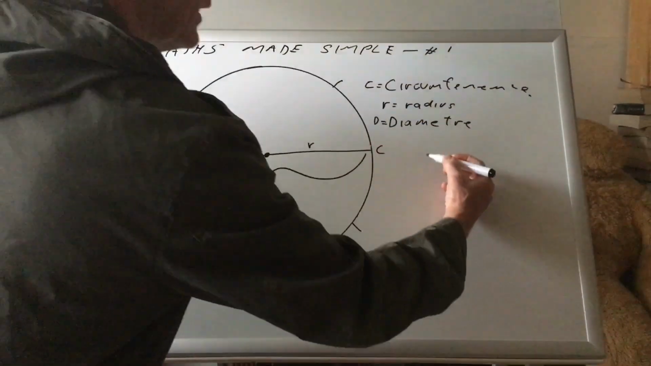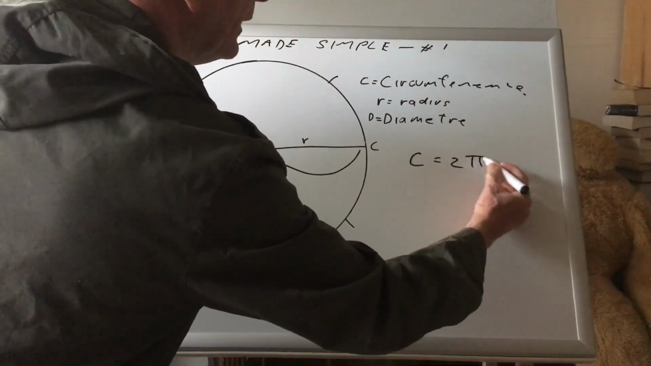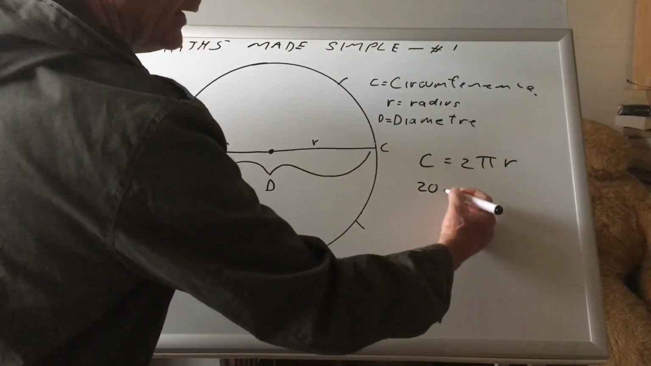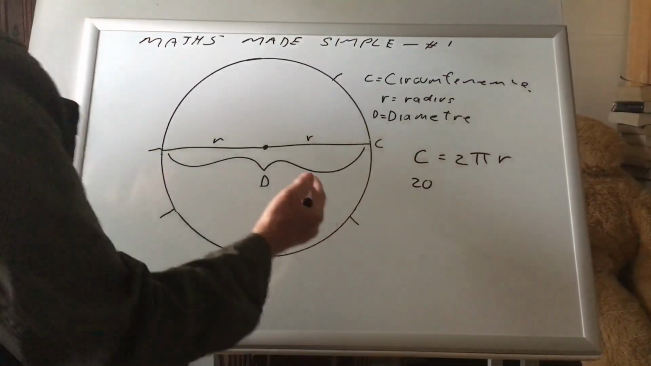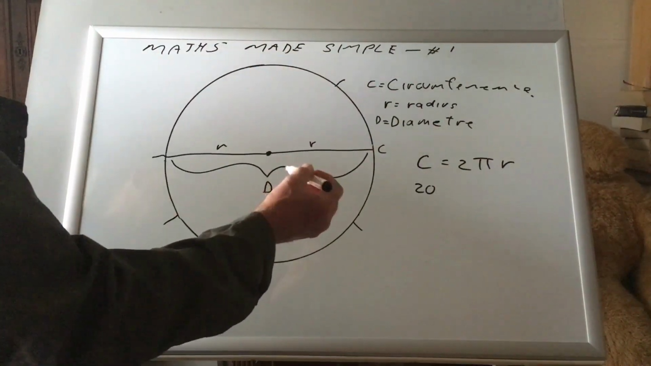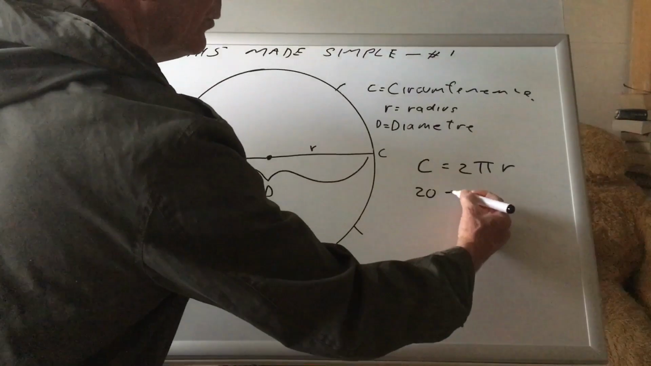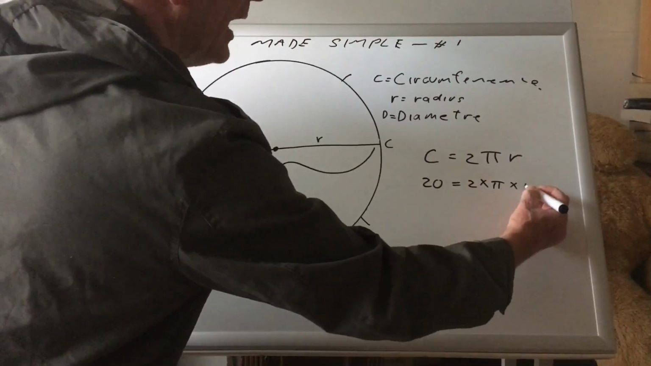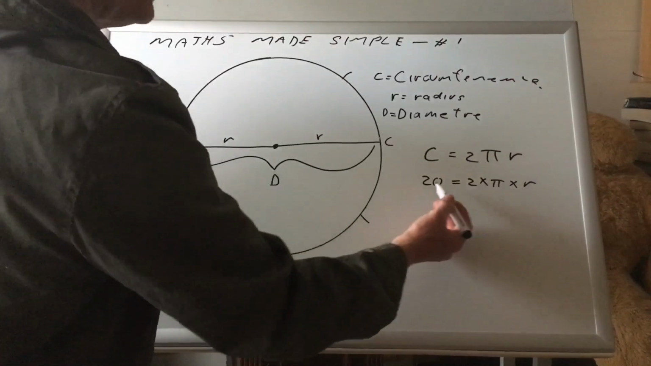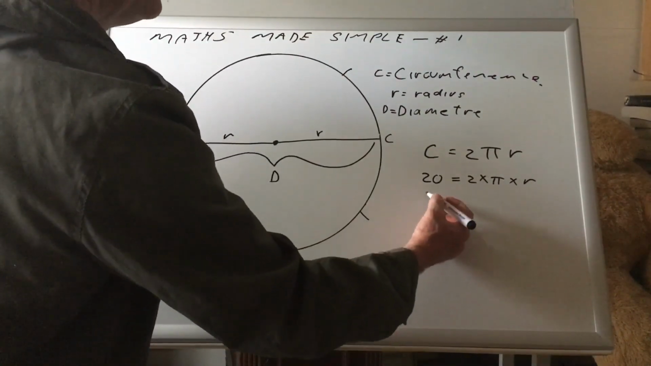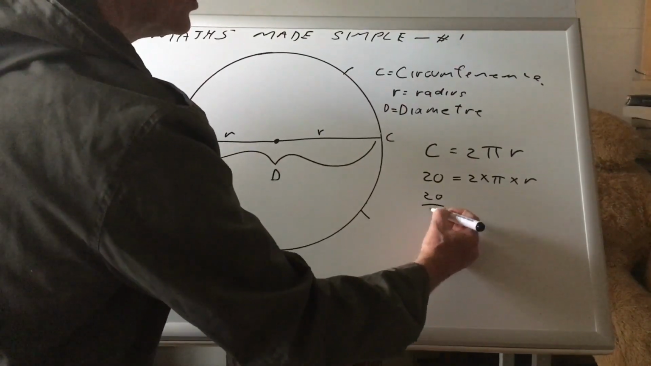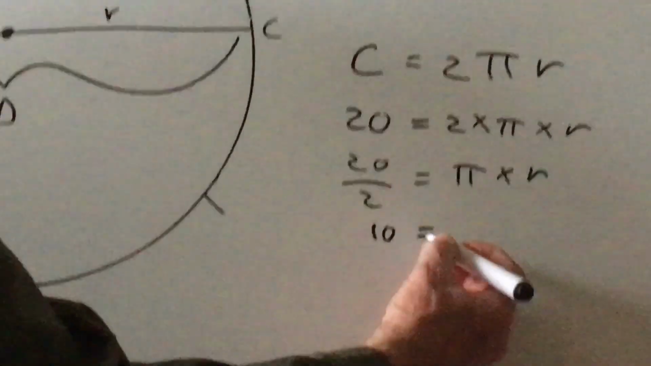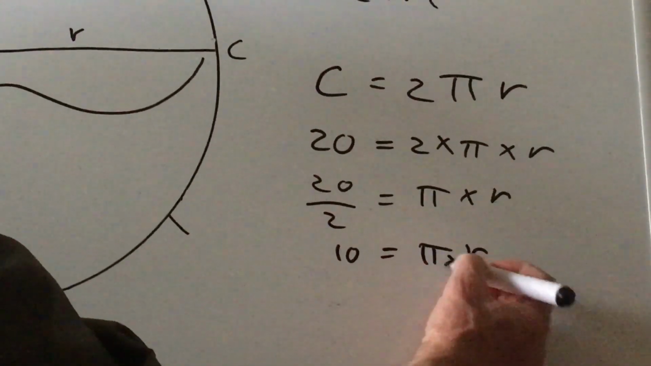But one of the other things is, if the circumference equals 2 pi r, and they said to you, well, the circumference equals 20, say, centimetres, what is the radius of the circle? If it's 20 centimetres around the circle, how long is r? Well, circumference equals 2 pi r, so 20 equals 2 times pi times r. So if we divide both sides by 2, 20 divided by 2 equals pi times r. So 10 equals pi r.